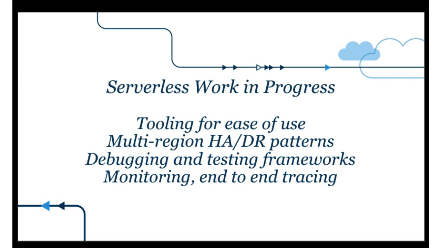There's patterns needed for highly available multi-region, highly available DR patterns, because if Lambda itself, if the functionality goes down in one region, obviously everything's going to stop in that region. There's a need for debugging, testing frameworks and monitoring and some end-to-end tracing. So this is happening, and it's an interesting area. And if somebody's working in the startups in this space, I'd certainly like to hear from you.